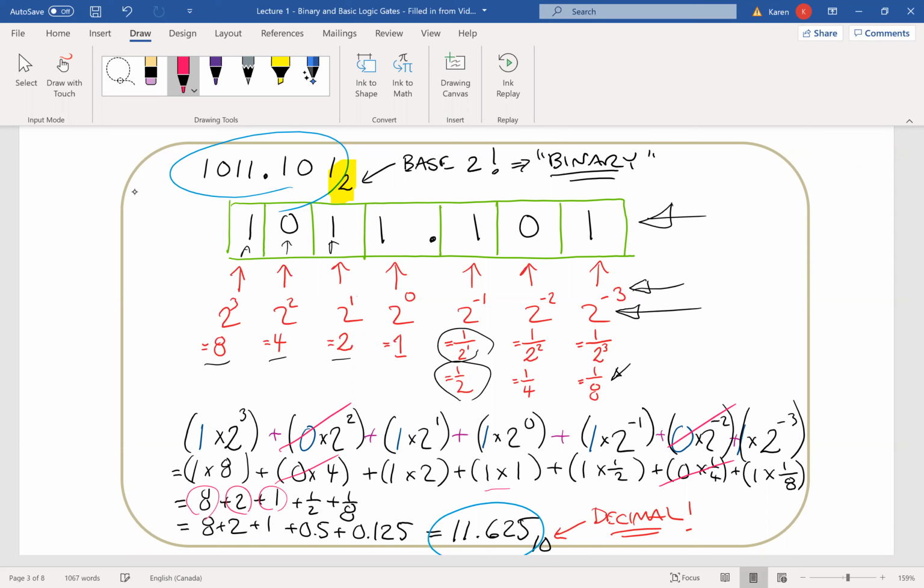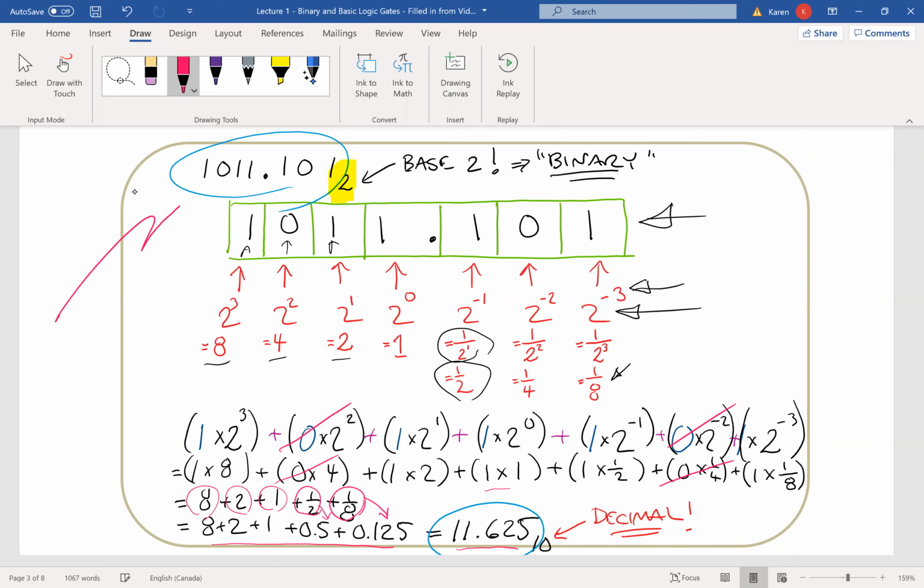And if you then take these fractions, 1/2, the fraction of 1/2 is 0.5. The fraction of 1 over 8, if you don't know off by heart that that's 0.125, you can literally go 1 divided by 8 in your calculator, and you'll get 0.125. Add up all of these numbers, and you get 11.625.